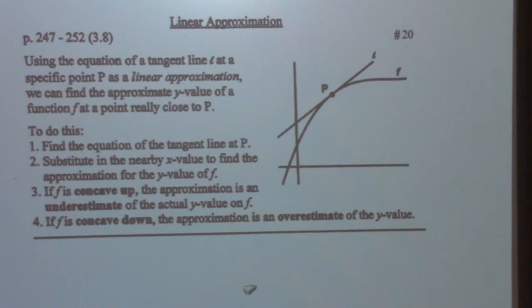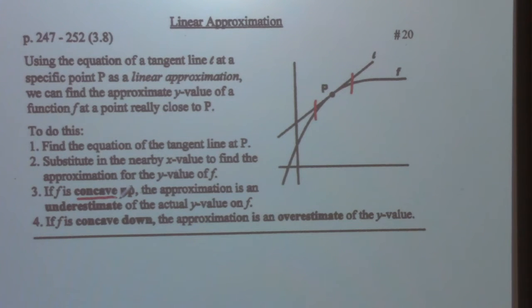Now we're going to finish up this part of the packet, which is number 20, called linear approximation. Linear approximation makes use of the reality that you can estimate: if you look at this curve drawn, you can see that the line is really not too far off over this kind of domain. So you can use a line to estimate a point on the curve. It says if you have a concave up function.